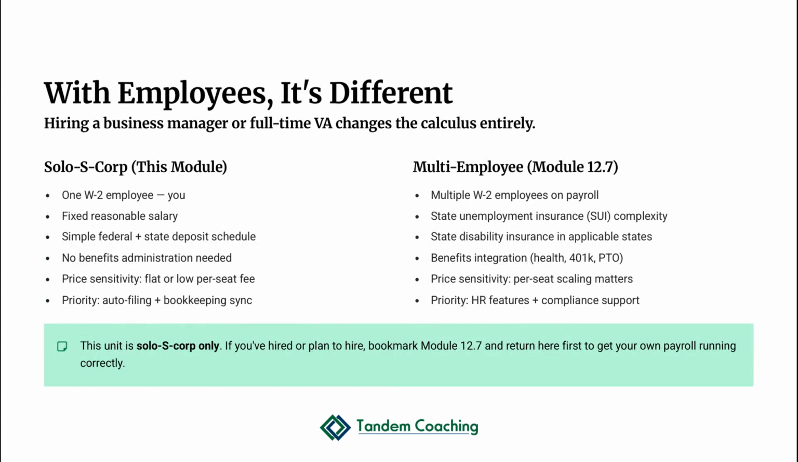Hiring a business manager or full-time VA changes the calculus, and that's a different unit. With multiple employees, you want unemployment insurance handled correctly in every state where you have payroll exposure. You want state disability and workers' comp integration. You want benefits administration, health, retirement, time off, and you want pricing that scales predictably as you add seats. The 4 vendors I'm about to name all handle this, but they score differently on it. Module 12.7 walks the payroll for hiring decision in full. This unit is the solo-S-corp case, where you're the only employee and the criteria are narrower.